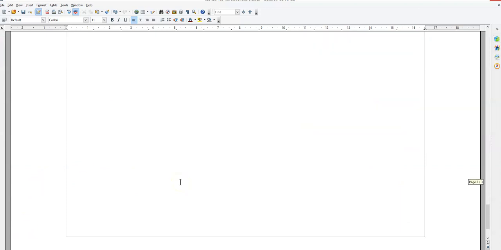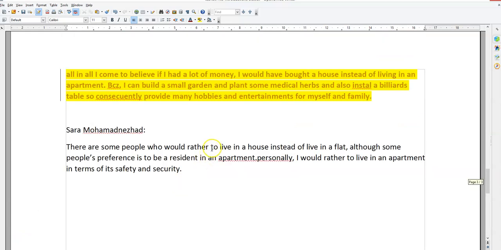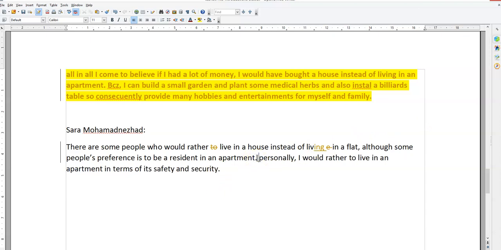Okay, this is the last one. There are some people who would rather live, we don't need talk, in a house instead of living in a flat, although some people's preference to be residents in an apartment. Personally, I would rather live. Why? You don't need a preposition after rather. I would rather live in an apartment in terms of its safety and security. What? And living in a house is not safe? A house is not secure? Well, we'd have to see.